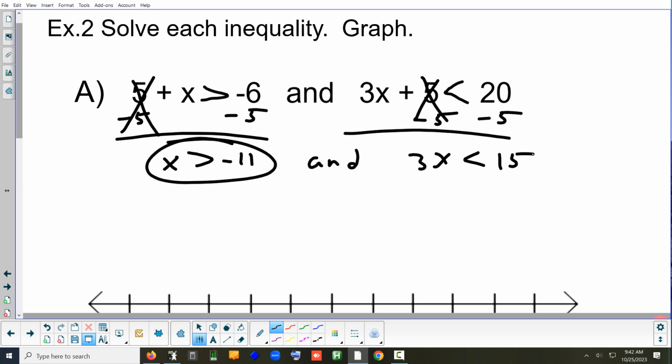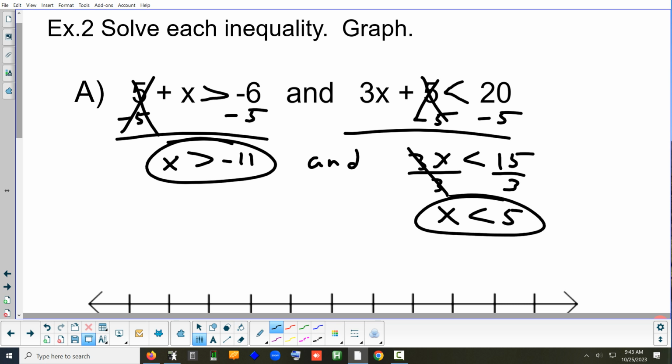And Eric, what's my last step to get x by itself? Divide by 3. Did you divide by a negative? No, that's a positive 3. So should I flip the sign? No, don't flip the sign. The 3s cancel. And what do I get for my final answer there? What's my inequality? x is less than 5. Perfect. Okay, so there's our second one.